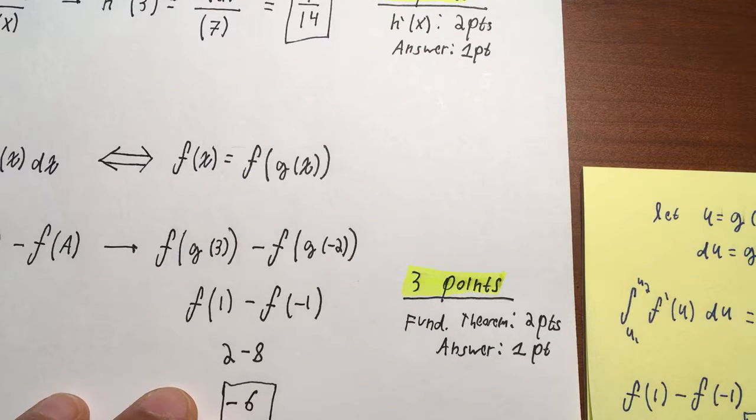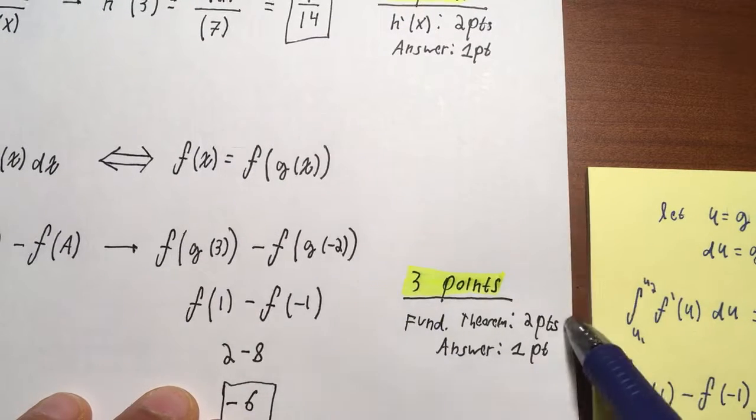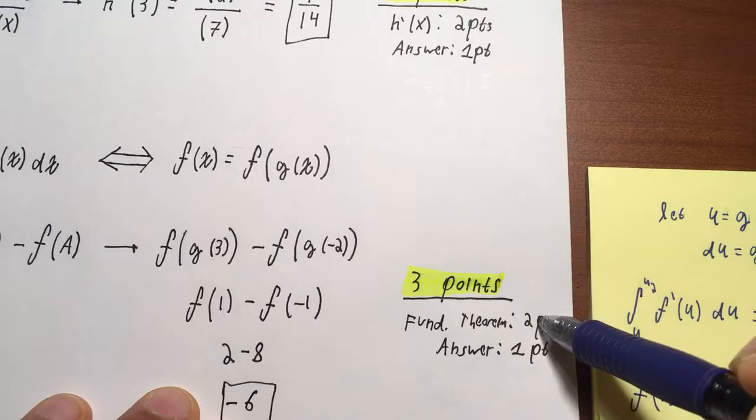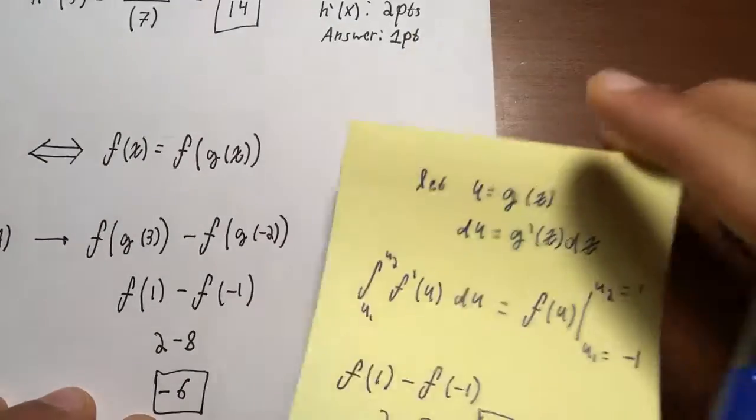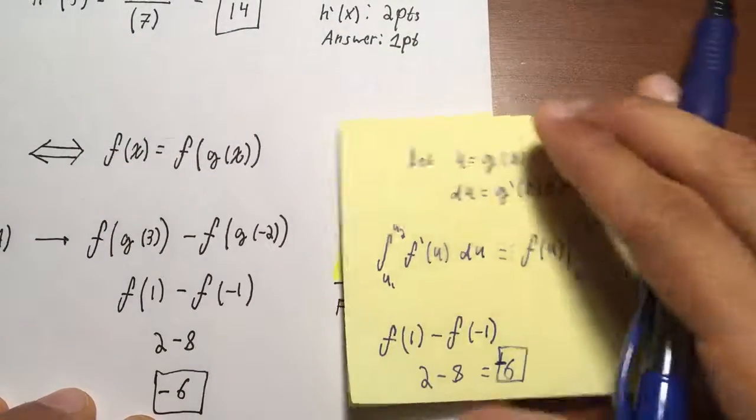But for the case of this AP exam, they want you to know that it was fundamental theorem of calculus, part 1 or part 2, one of those ones. But you do get a point for the actual answer. So if you were to use this method, at least you get 1 point for the correct answer.